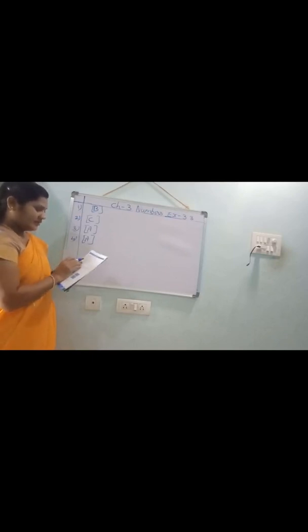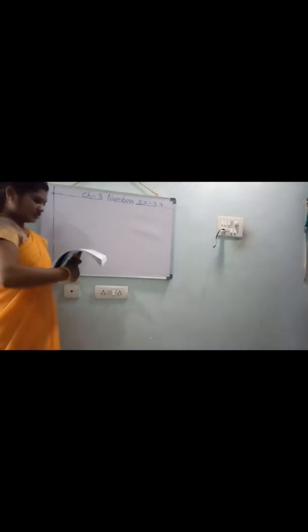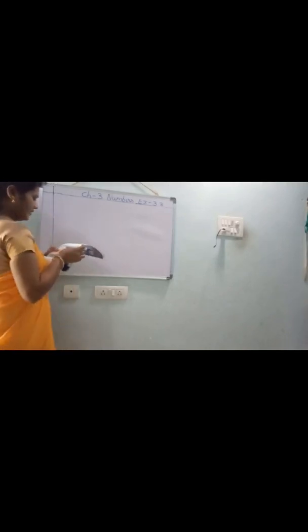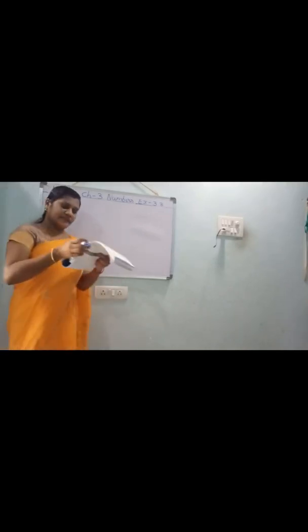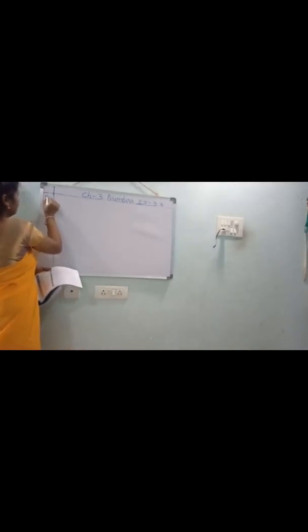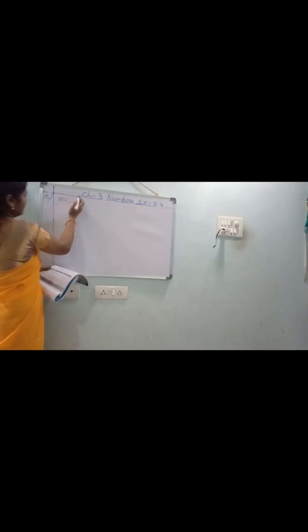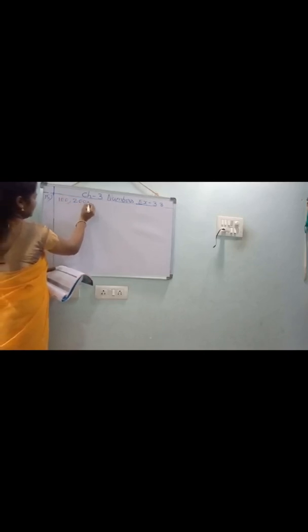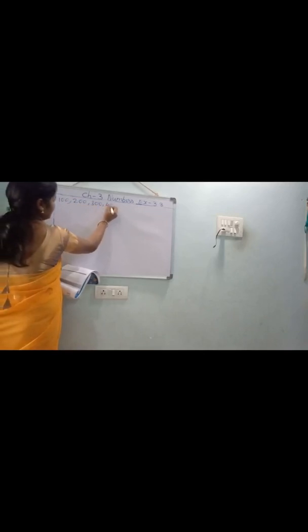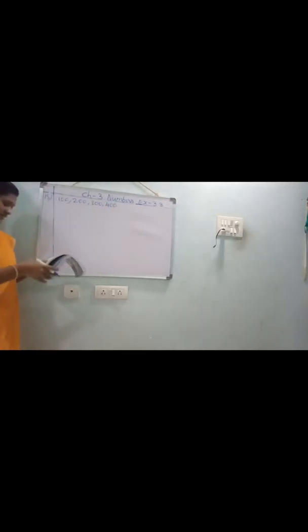See, children, 15th one, very short answer questions, applications. Write the given numbers in ascending order. What have they given? 200, 100, 300, 400. You should write them in ascending order. 15th one. See, 100 is the smallest number. After that 200. After that 300. After that 400. Yes, this is called ascending order.